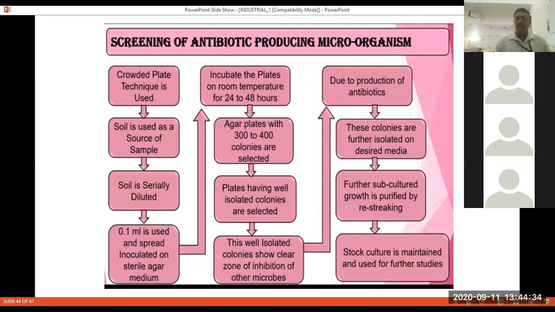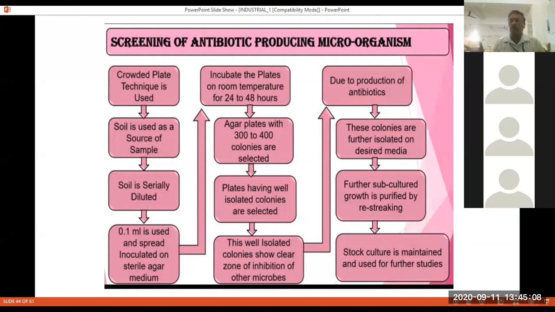Now what is this technique? We require a soil sample as the source. You have to bring this soil sample to your laboratory, and bring it to the platform where we already have the dilution tubes, already labeled 10 raised to minus 1, 10 raised to minus 2, 10 raised to minus 3, as well as 10 raised to minus 4.